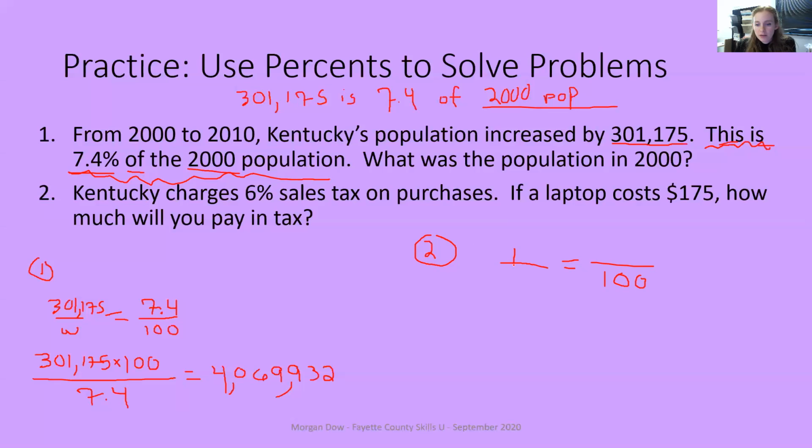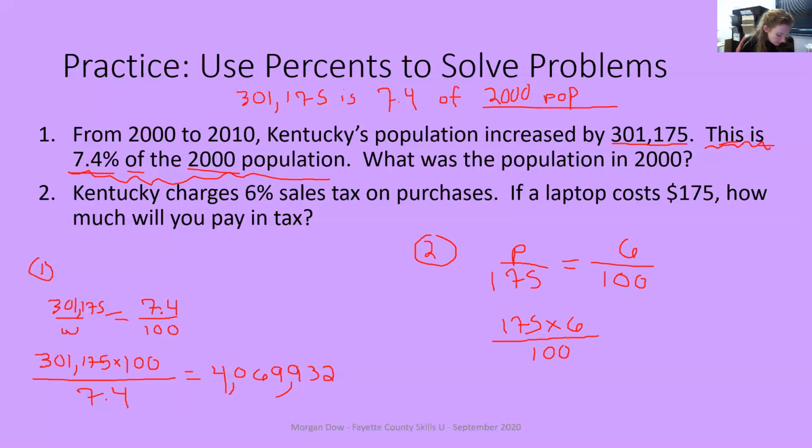I'm missing the part, so we'll say P for part. I know I've got 6%, 6 out of 100, and then the part, the tax, out of a total of $175. Now we solve. So we're going to do 175 times 6, and you'll take whatever that answer is, and you will divide it by 100.